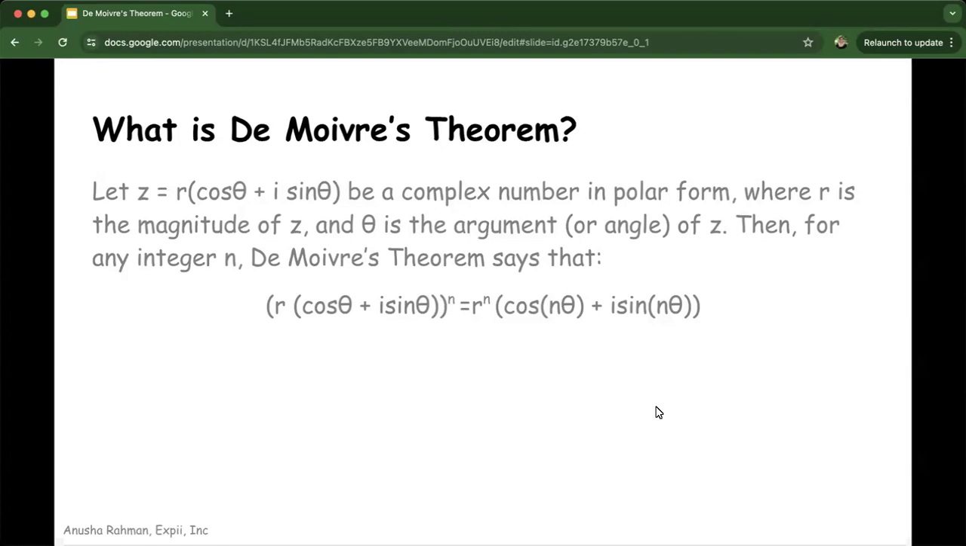It's particularly handy when dealing with repetitive calculations involving trigonometric functions. Think of it as just another tool in your toolbox for tackling trigonometric equations and functions.